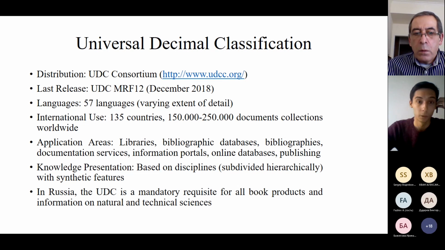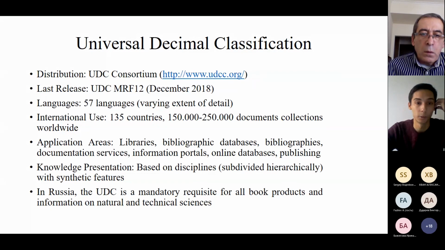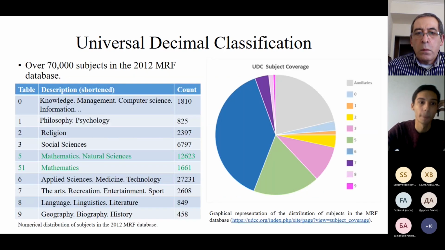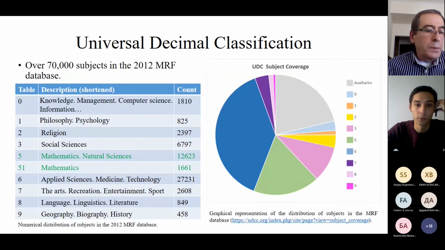Хорошо. Универсальная десятичная классификация – это система классификаций, которая используется более чем в 135 странах, переведена на 57 языков и используется для индексации различных публикаций. В России УДК – это обязательный реквизит для публикации с 1963 года. Классификатор УДК использует 10 основных таблиц, составленных по иерархическому принципу деления от общего к частному.